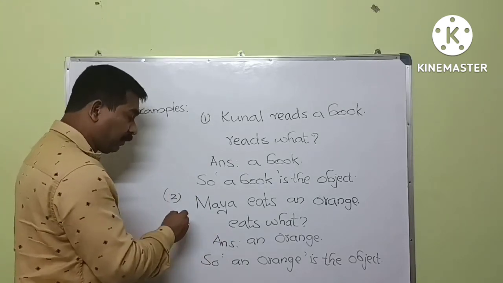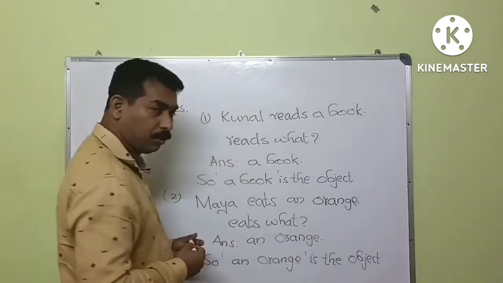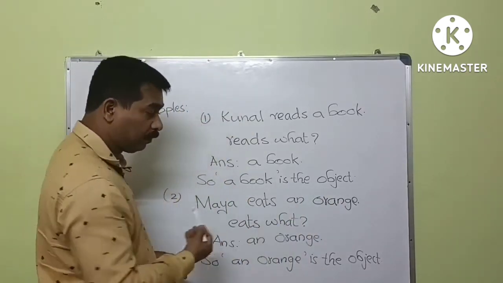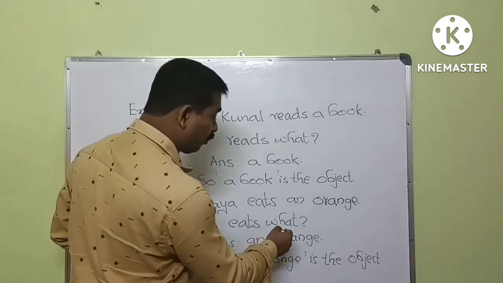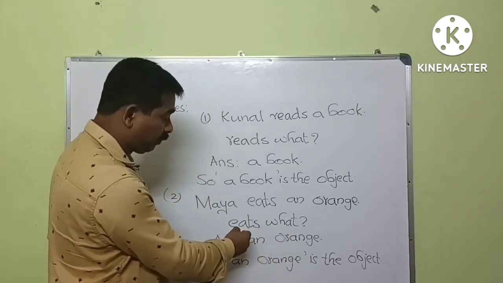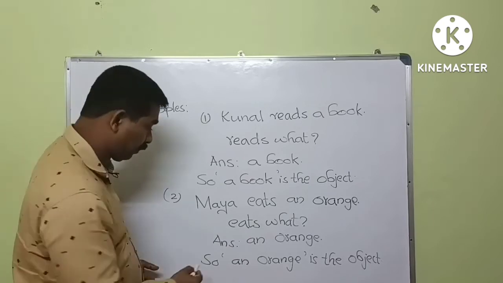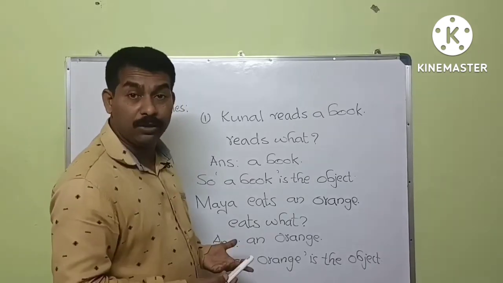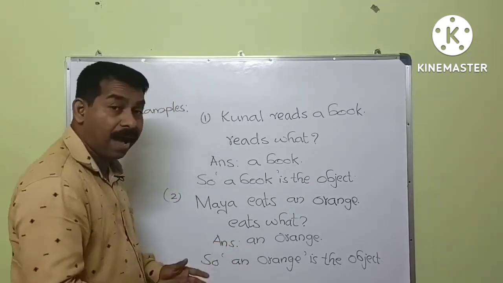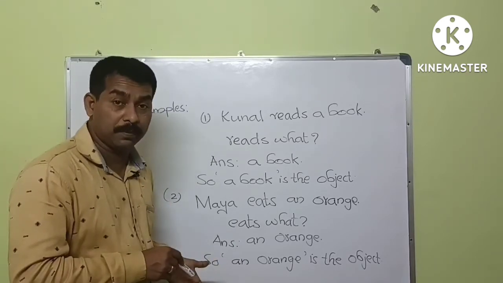Second example, Maya eats an orange. Eats is the verb. We place the question what after the verb. Eats what? Answer, an orange. So, an orange is the object.